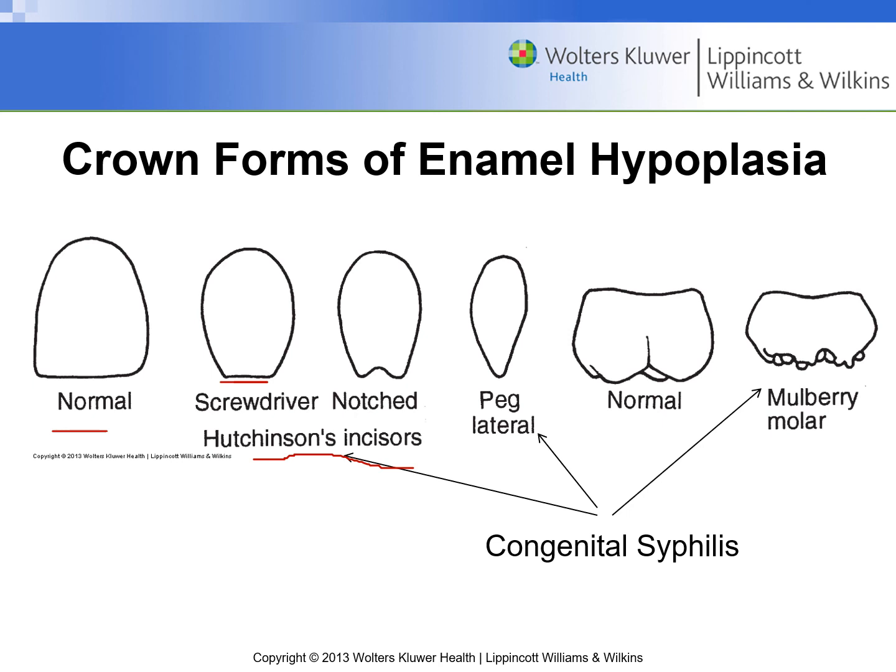Then you have a normal molar over here. This is what the cusp tips of a normal molar look like. Then they have this, where it looks like little seeds are all over the enamel on the occlusal of the molar, and so they named it a mulberry molar. It kind of looks to them like a mulberry.